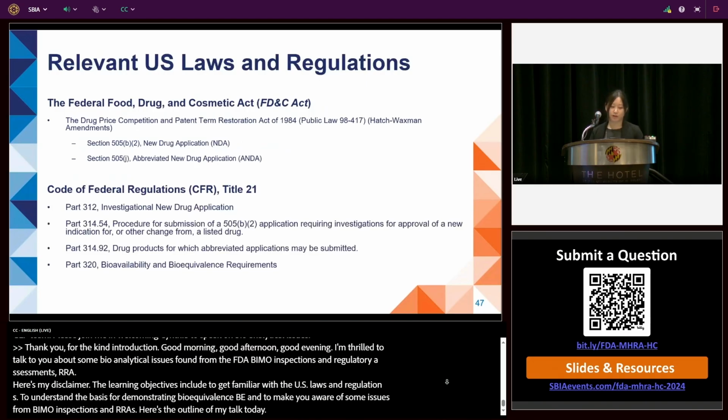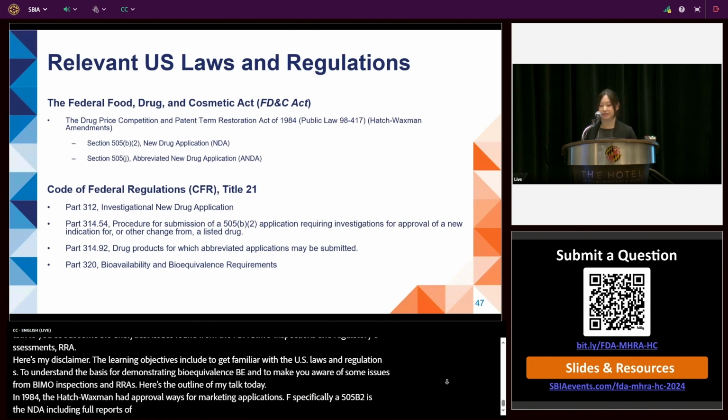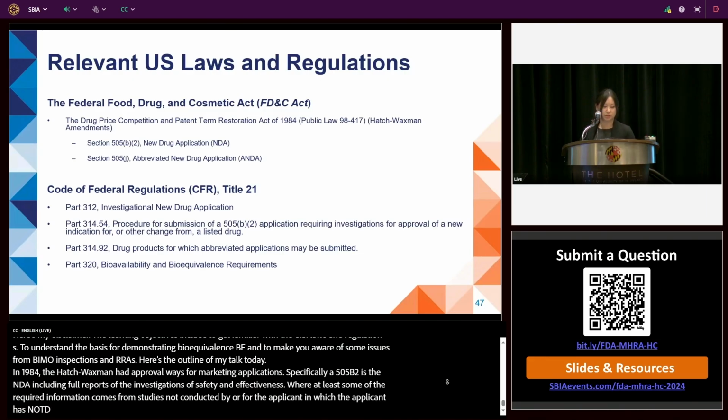In 1984, the Hatch-Waxman amendments of the Federal Food, Drug, and Cosmetic Act introduced the new abbreviated approval pathways of marketing applications. Specifically, a 505(b)(2) application is an NDA containing full reports of investigations of safety and effectiveness, where at least some of the required information comes from studies not conducted by or for the applicant, and for which the applicant has not obtained the right of reference or use.